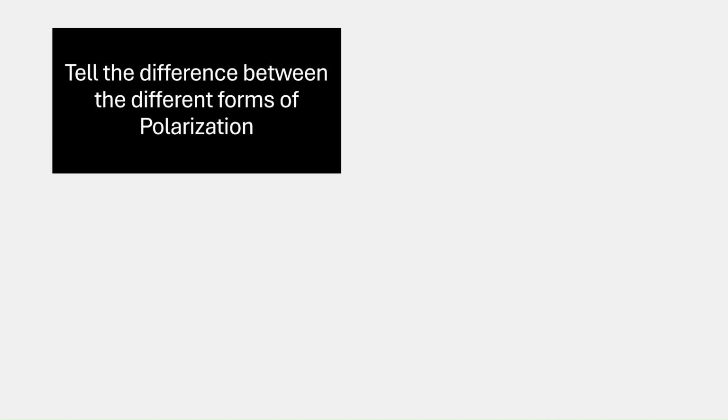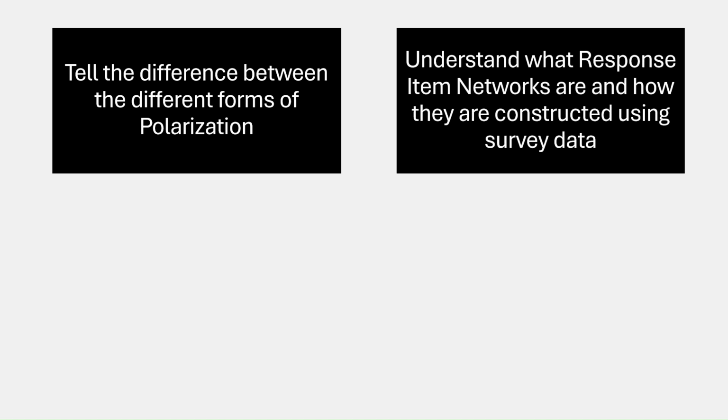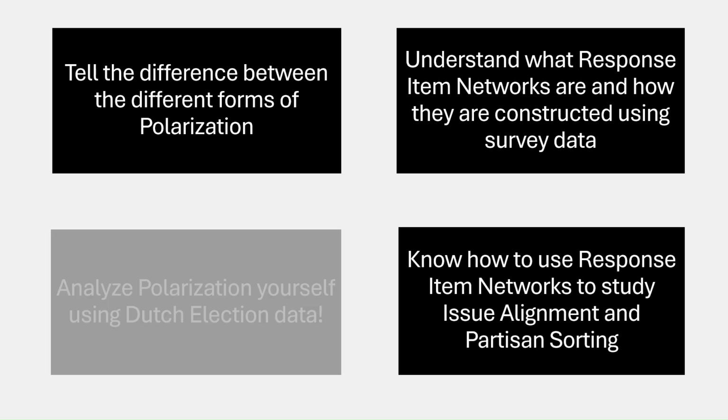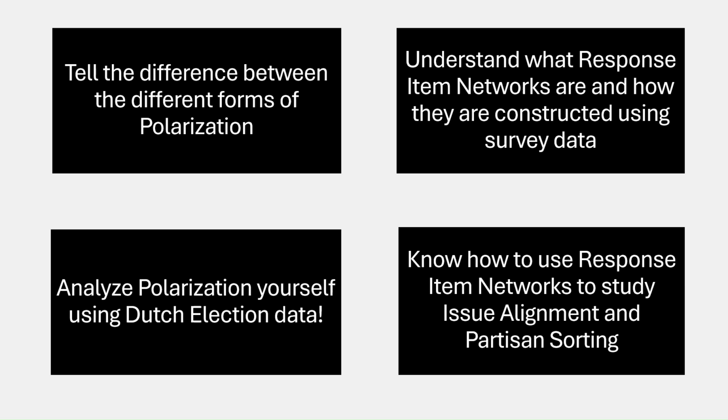After watching this video, you will be able to explain the difference between the different forms of polarization, understand what response item networks are and how they are constructed based on election survey data. Moreover, you will know how to use response item networks to study issue alignment and partisan sorting. Lastly, we will introduce an app where you can use response item networks to analyze the Dutch election data yourself.